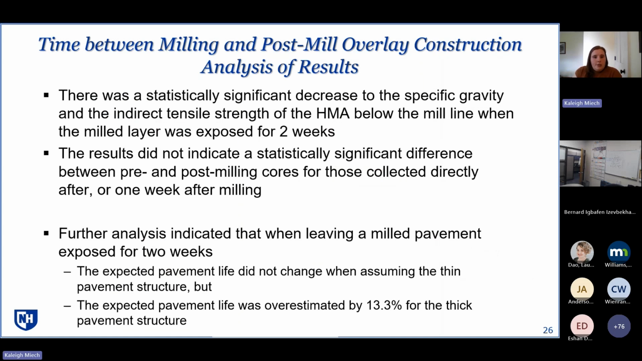So when we analyzed these results, we found that there was a statistically significant decrease to the specific gravity and the indirect tensile strength of the hot mix asphalt below the mill line when the milled layer was exposed for 2 weeks. But the results did not indicate that there was a statistically significant difference between the pre and post milling cores for those collected directly after or 1 week after milling. Further analysis for the expected pavement life indicated that when leaving a milled pavement exposed for 2 weeks, the expected pavement life did not change when assuming the thinner pavement structure, but was overestimated by 13.3% for the thicker pavement structure.